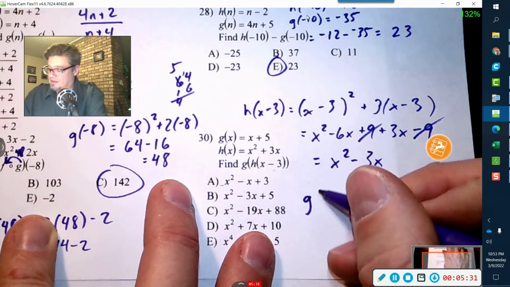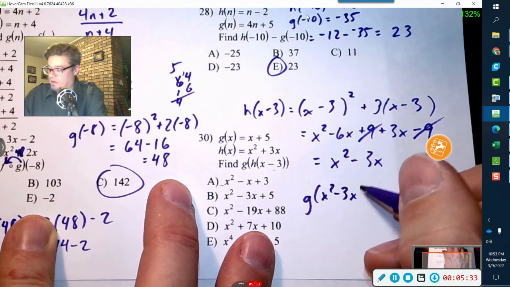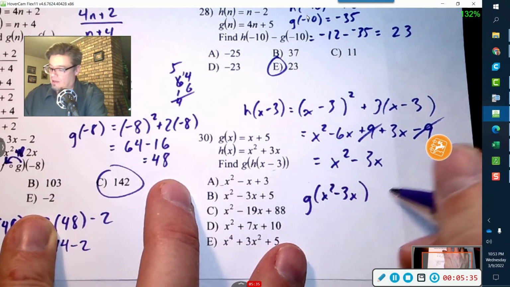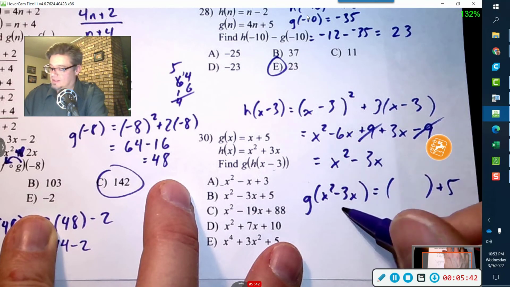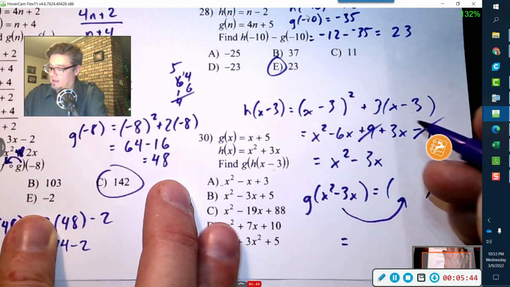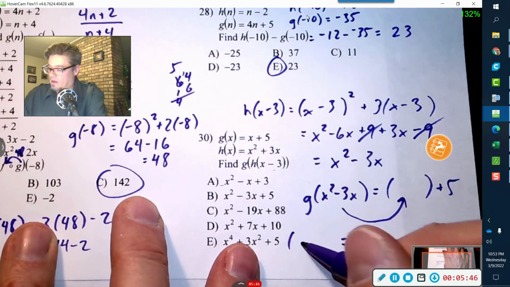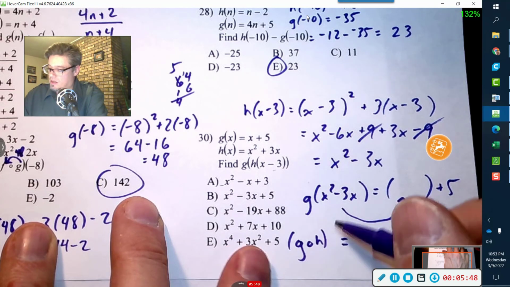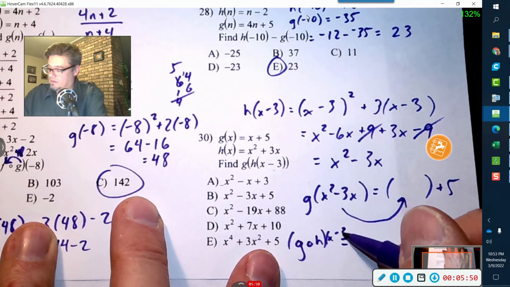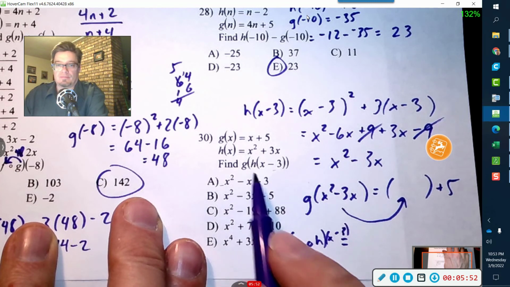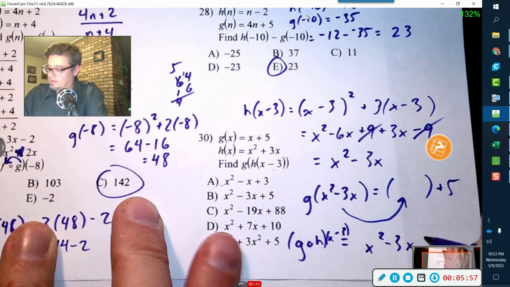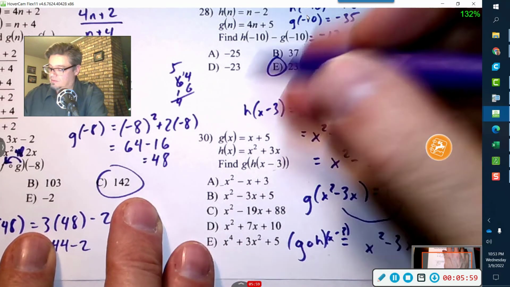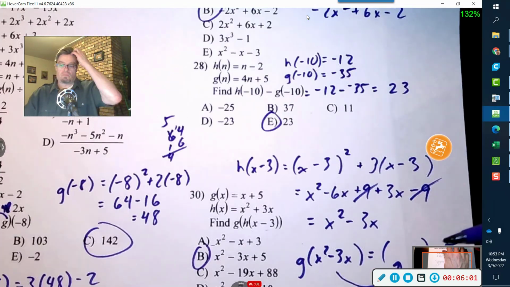So just to be scientific about this, we're going to put that into the g. We will open a window, but just know that we're just going to add 5 to the end of it. Since this is going right in there, g composed with h of x minus 3, this and that are the same thing, means that I've got x squared minus 3x plus 5. So the answer is B.